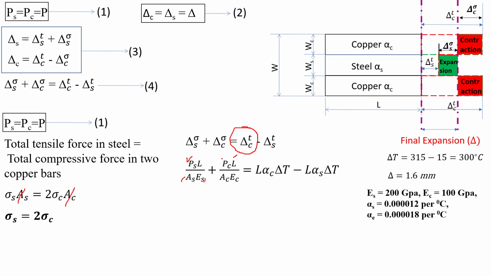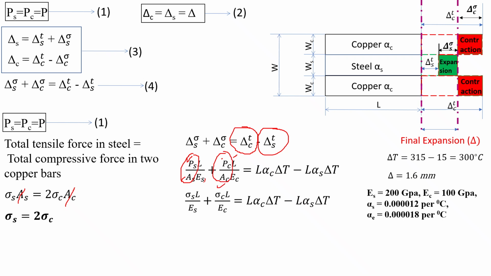We know the equation. So free expansion: L alpha delta T. Similarly here, delta CT is equal to L alpha C delta T, and we know delta ST is equal to L alpha S delta T. So this equation can be written as PS by AS, which is equal to sigma S. Similarly PC by AC is equal to sigma c.